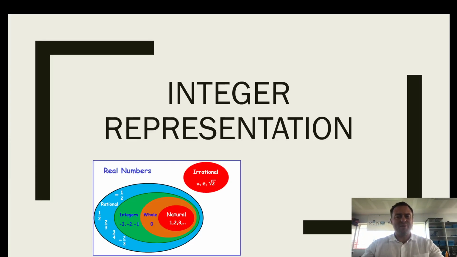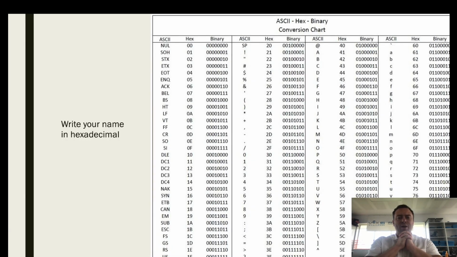Today we've got a bit of a different lesson where we're going to cover how integers work inside of your number systems. So let's jump on in. First of all, I want you to have a go at writing your name in hexadecimal. So just pause the video here and have a look at the hexadecimal code and convert it.